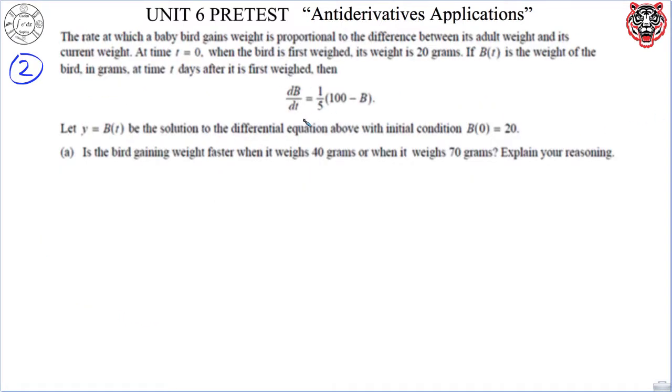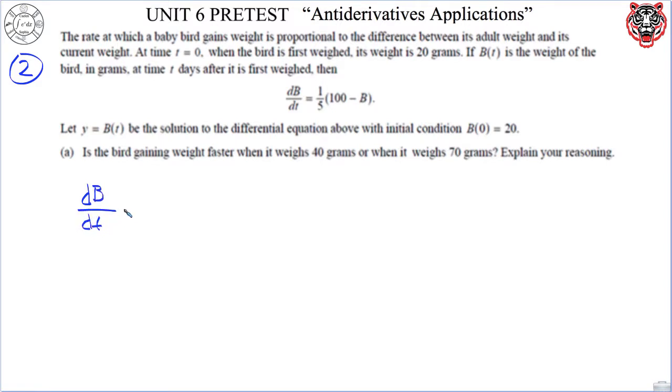So we have this equation that describes the rate of the weight of a baby bird, and we know that the baby bird starts out at 20 grams. All right, so let's go ahead and answer question A. Gaining weight faster. So it's talking about this rate, dB/dt. Is this thing bigger or smaller at 40 or at 70? So literally all we need to plug in is 40 and 70 into this equation to see which one is bigger. So the way that you formally show that, and you don't have to show it like this, you just need to get those answers.